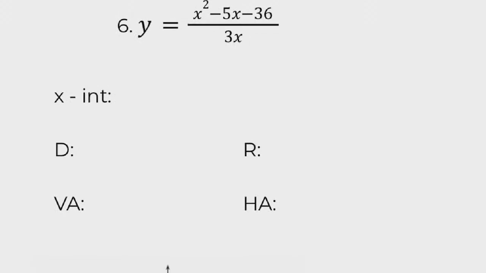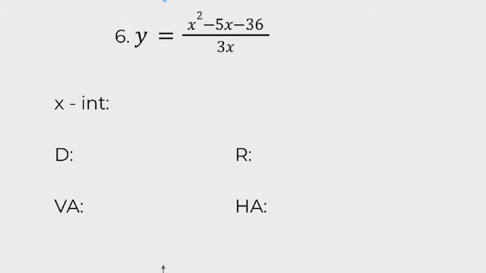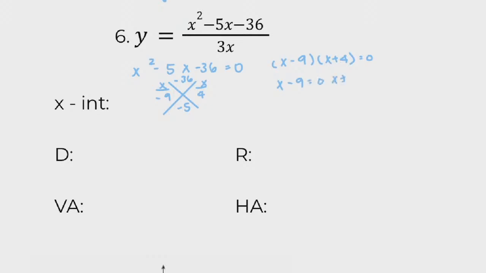Number 6, we have x squared minus 5x minus 36 over 3x. So the x-intercept is when we set the numerator equal to 0. So to solve this, we're going to factor. On the top would be -36, on the bottom is -5, so that's -9 and 4. So we have x minus 9 times x plus 4 equals 0. We're going to set each one equal to 0. And we get 9 and -4. So that means (9, 0) and (-4, 0) are our x-intercepts.